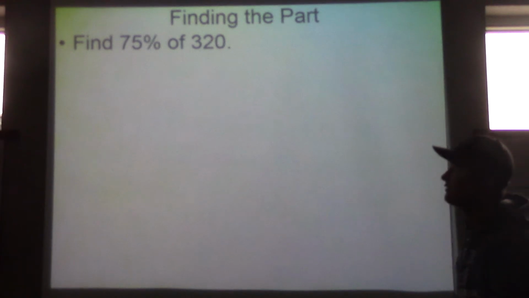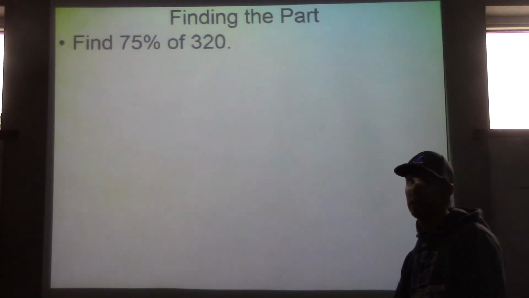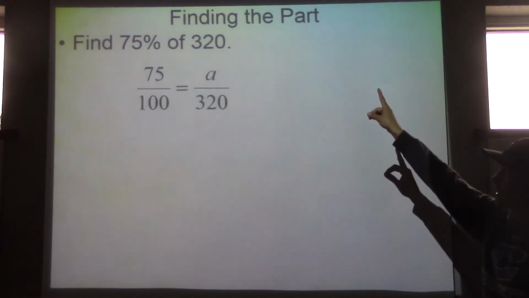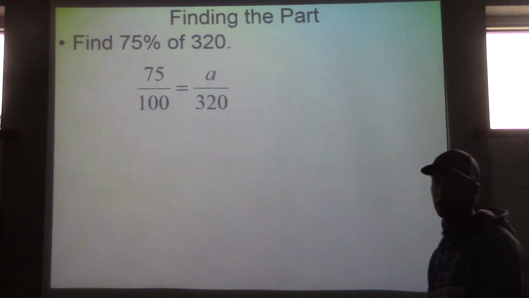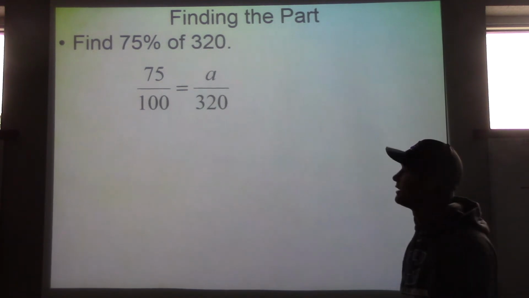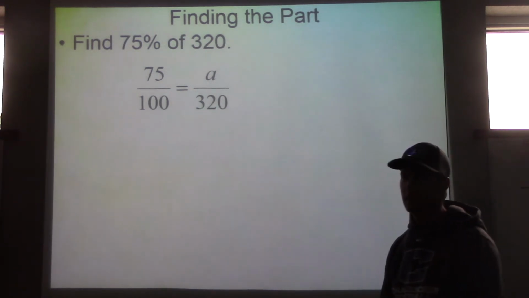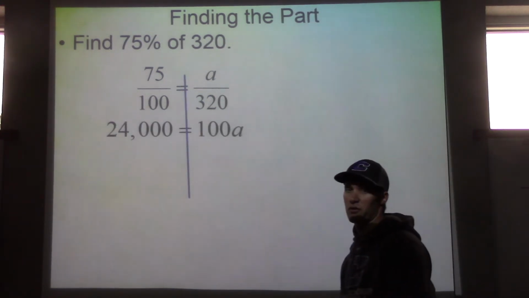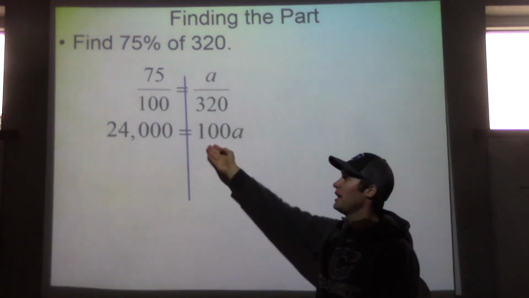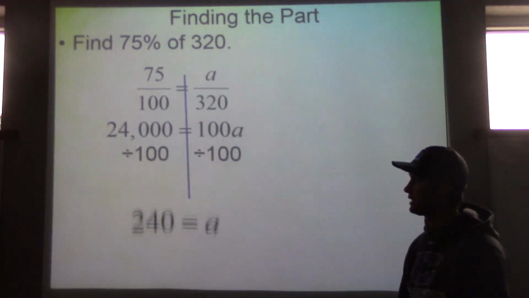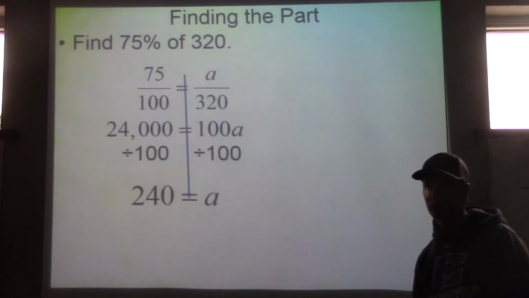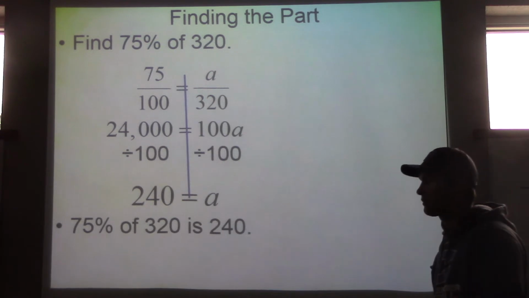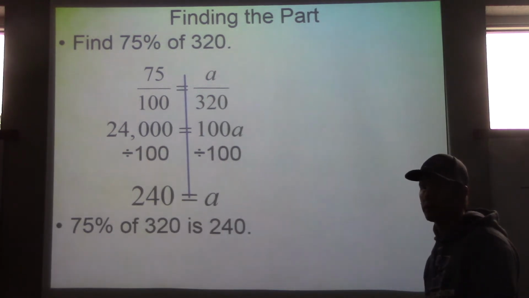Next one, find 75% of 320. They give us the percent, so we put that over 100. We don't know what the is, so we put a, or you could put x, whatever you want, or n. Now you cross multiply and solve. a times 100 is 100a. 75 times 320 would be 24,000. To solve for a, divide by 100, and we get 240 as our answer. So again, 75% of 320 is 240.